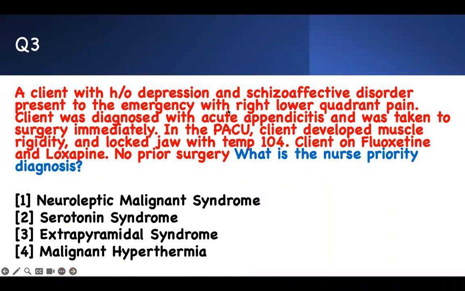What is the next priority diagnosis? This is like a case form, but I do not make a case. A client with history of depression and schizoaffective disorder presents to the emergency room with right lower quadrant pain. Client was diagnosed with acute appendicitis, and was taken to surgery immediately.